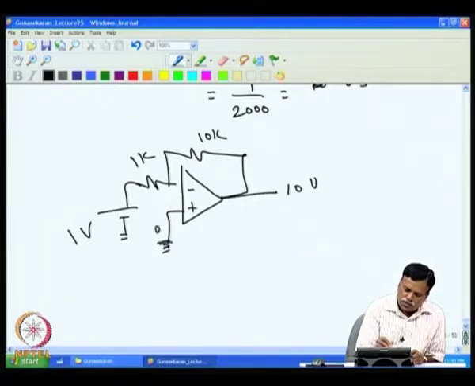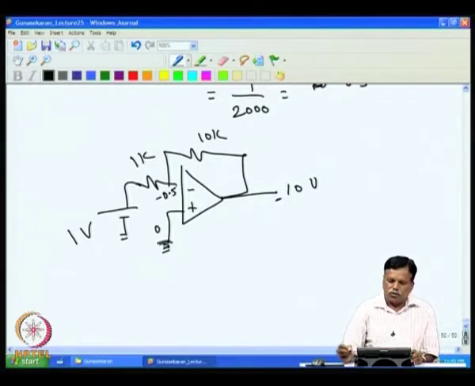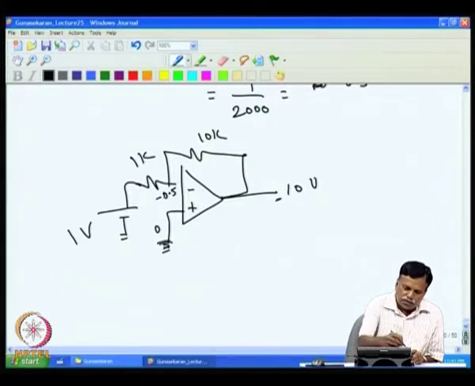This is 0, but then this is minus 10 volt. So, minus 10 volt to come, this is sitting at minus 0.5 millivolt. So, minus 0.5 millivolt is the difference you now have between these 2 points, and this 0.5 millivolt amplified by the open loop gain 20,000 is what appears at the output.